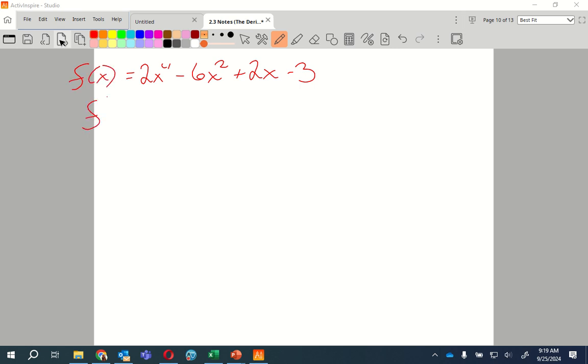And so let's find f prime of x. 4 times 2 is 8x to the 3rd. 2 times negative 6 is negative 12x. This is a 1 right here, 1 times 2, plus 2x to the 0, so that goes there, and this is a constant which just goes away, becomes 0. So this is my part A.